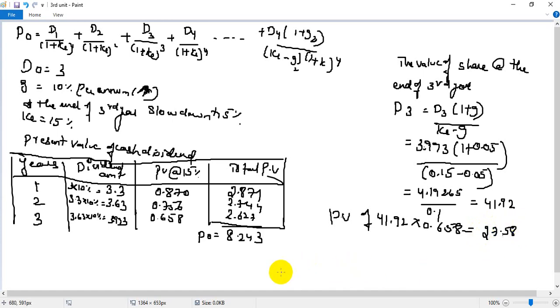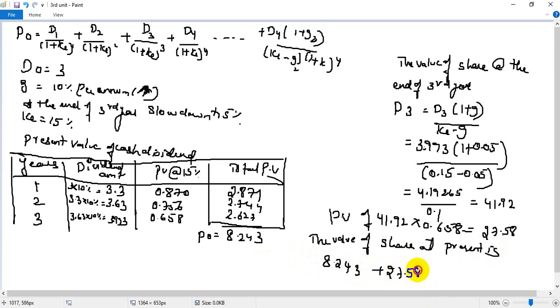So now what we have to calculate is the value of share at present. It is 8.243, what we got over here in this table, plus 27.58 what we got over here. So 8.243 plus 27.58 is 35.82. So this is important.